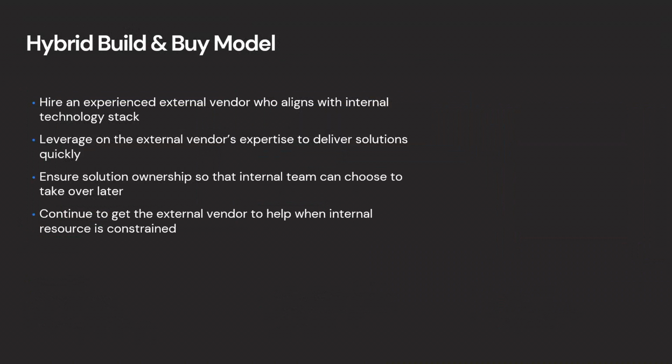So this is why we think a hybrid build and buy model is the right model for many companies out there today. And what do we mean by that? It means that you work alongside an experienced external vendor, right? And in order to do that, you want to make sure some things work in the right ways. So the first is that the technology stack that you use internally needs to align with the technology stack that the vendor uses, so that once you take it over in the future, because it's the same technology stack, your internal team can continue to work on it.